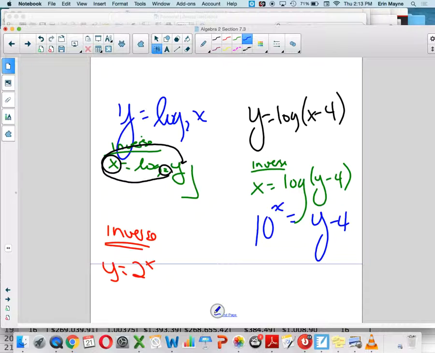Okay, somebody else. Is that done? No. Why not, Grace? So I got y equals.